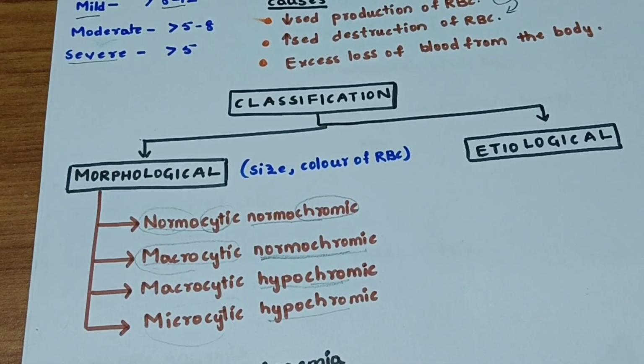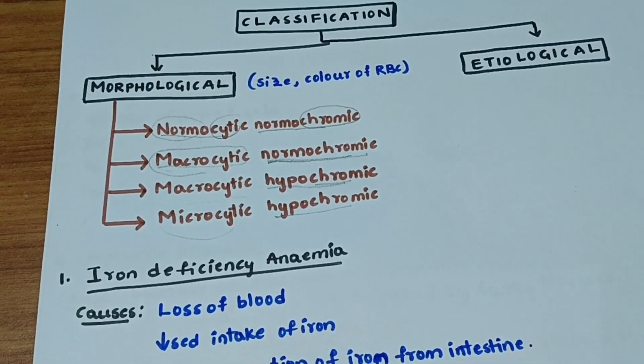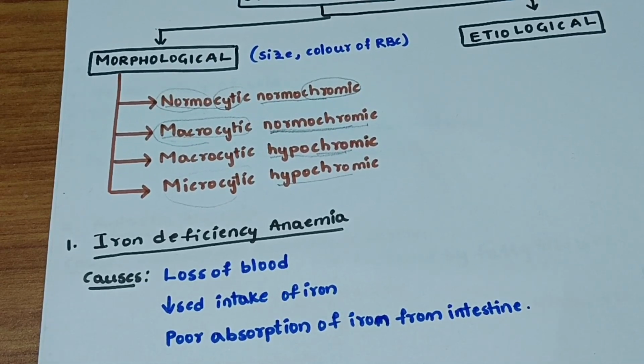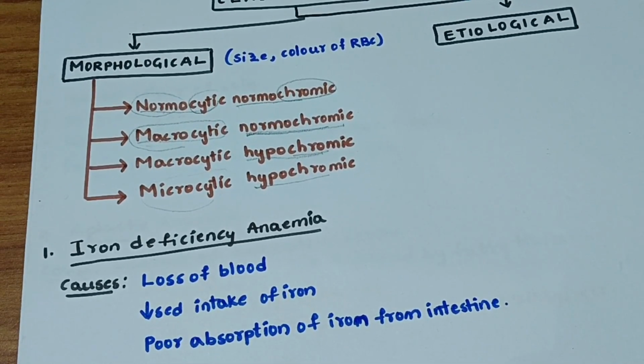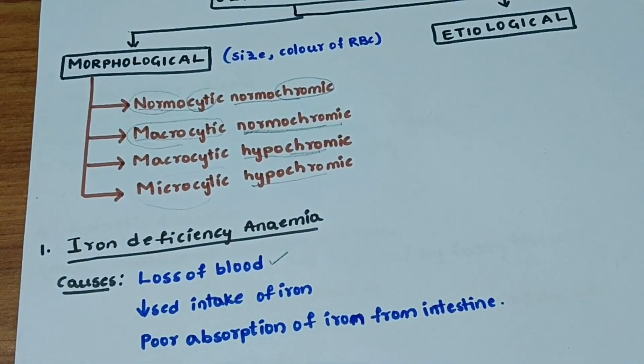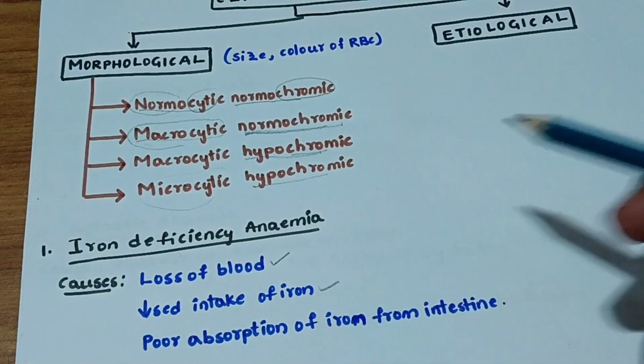There are some other important anemias. The first one is iron deficiency anemia, which is very common in India, mainly in Indian women. So what are the causes of iron deficiency anemia? It is caused due to excess loss of blood, which may occur during accidents, any hemorrhage, or excess bleeding during menses, and decreased intake of iron.